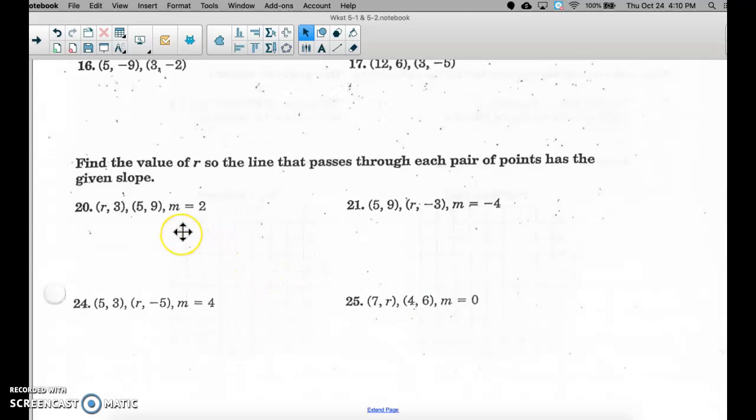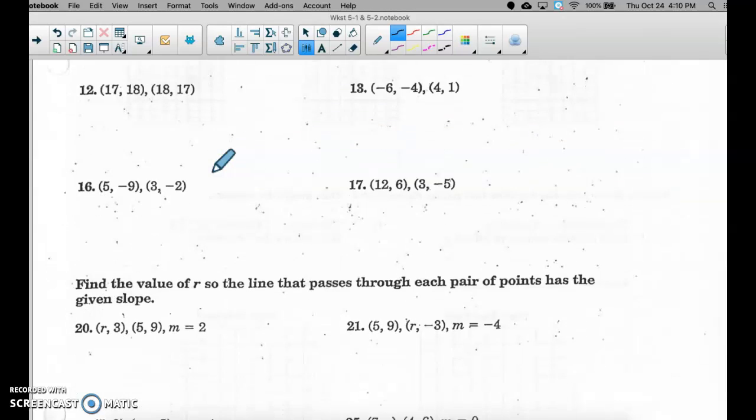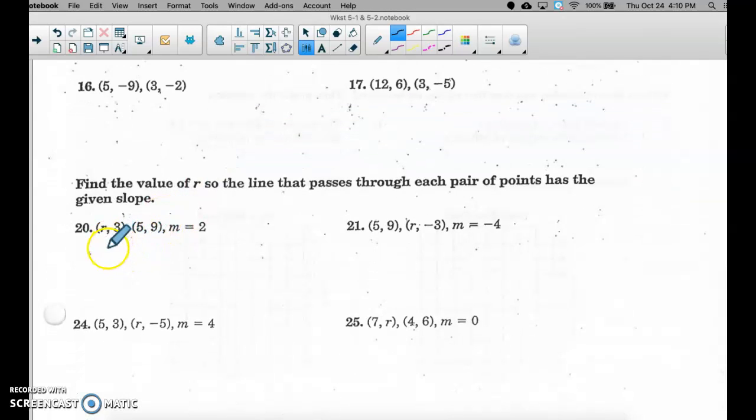Here's where we struggled quite a bit, was actually solving when the slope was given to us. So in doing these problems, how we're going to set it up is the exact same way as we did the ones before. We're still going to do our y1, which in this case is 9, minus our y2, which is 3, over our x's, which are 5 minus r. Give me a minute, I'm writing on my keypad here. And I'm going to set it equal to 2 because the slope formula says it's equal to m.